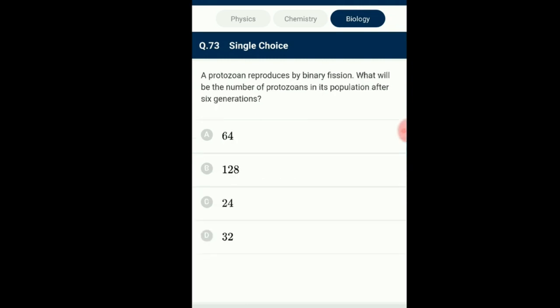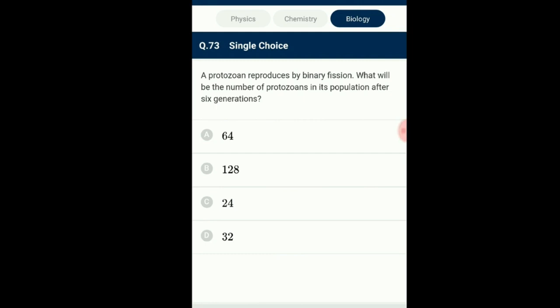Question number 73. A protozoan reproduces by binary fission. What will be the number of protozoans in its population after 6 generations? In this pattern, both the progenies of the divided cell participate in the next division cycle. Exponential growth pace is observed in this pattern. The graph in geometric growth is a typical sigmoid curve, whereas in arithmetic growth the graph is a straight line.